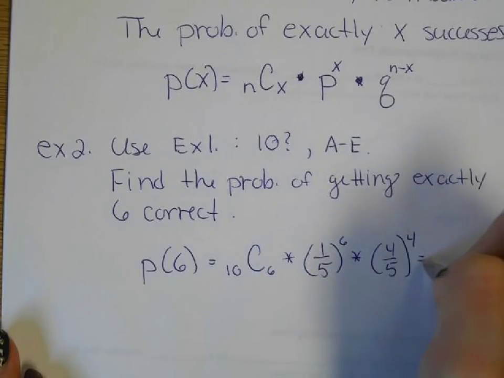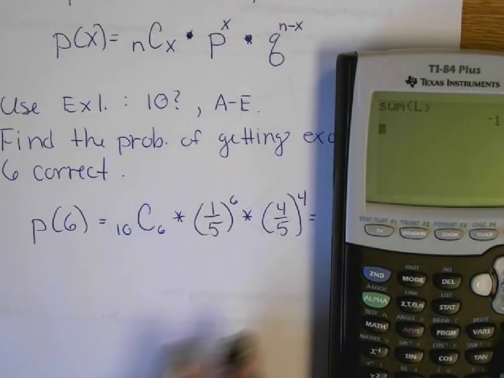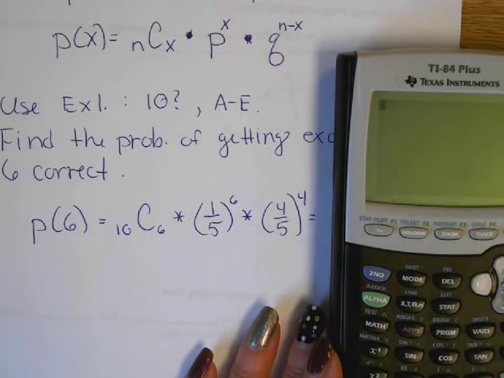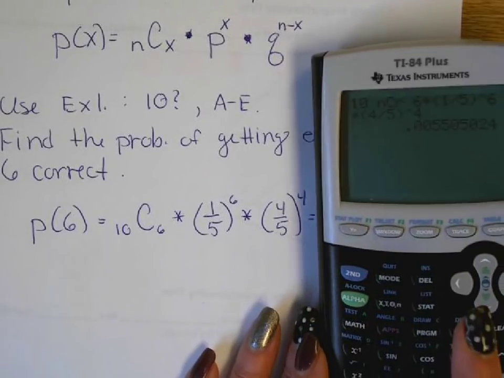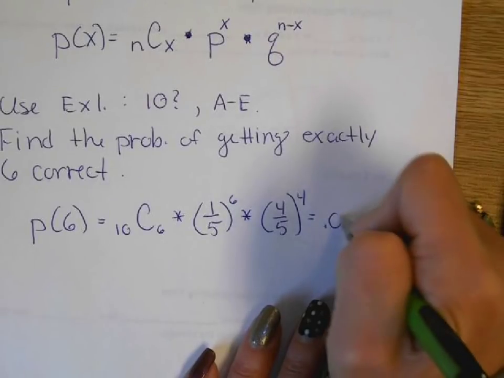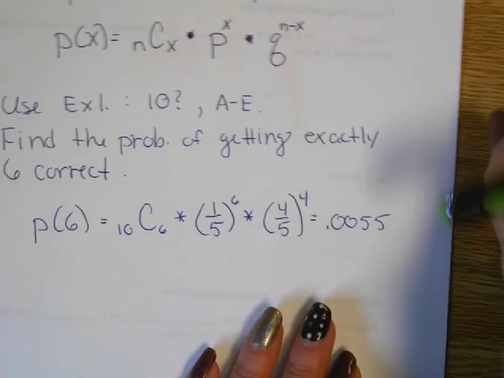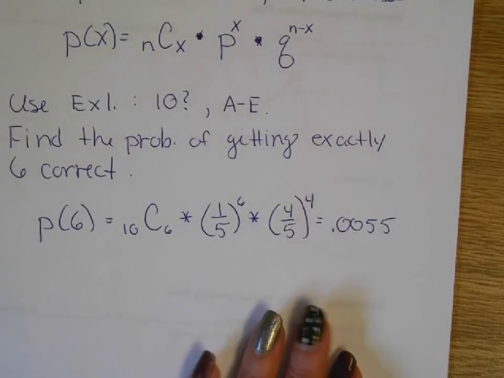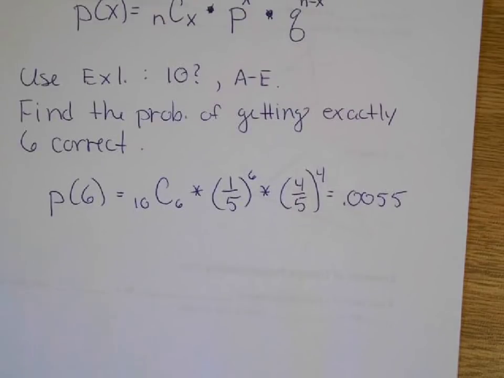And then it's plug and chug through the calculator. And I'll just show you one real quick. So, 10 nCr 6 times 1/5 in parentheses raised to the 6 times parentheses 4 divided by 5 raised to the 4th. 0.0055. So less than a 0.5% chance that I get 6 correct. Exactly 6 correct. Okay, let's try another one.